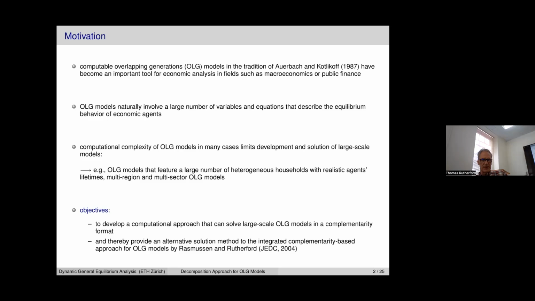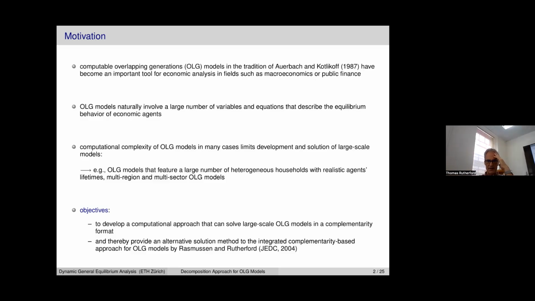Computational complexity may limit the application, and that's one of the challenges. If you try to solve these simultaneously, you end up with really high dimensions, because you have both a temporal dimension as well as a household dimension, because you want to have a household born in every period. And so that's the challenge.